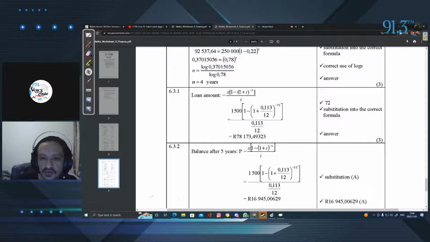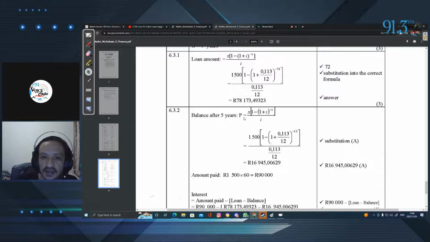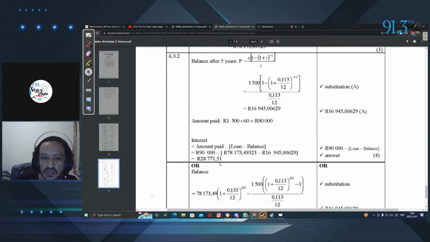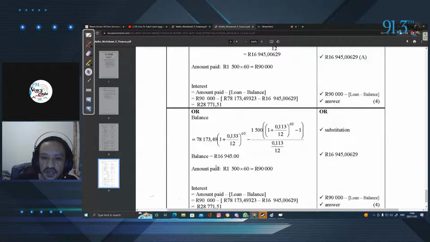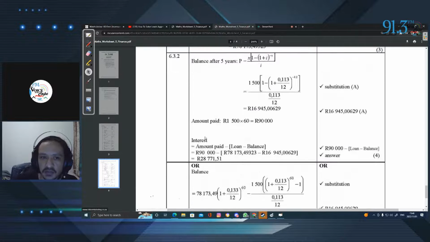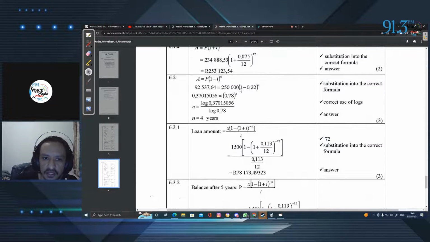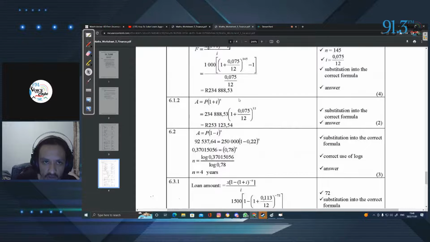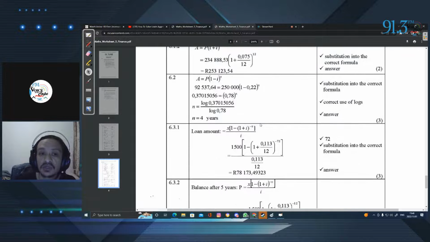We can see that this is following the deposit, right? So loan amount, and then the balance after 5 years. Of course, we can use the method where balance is equal to amount paid minus loan balance, right? So if you'd like, this information will be available on the website. You can access these questions with the memos available to you, and you can go ahead and practice these examples.